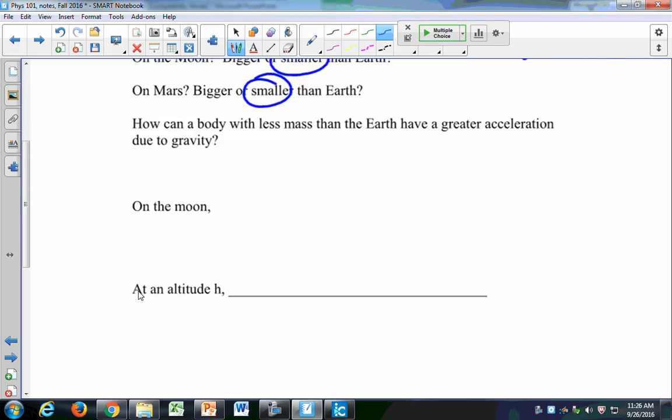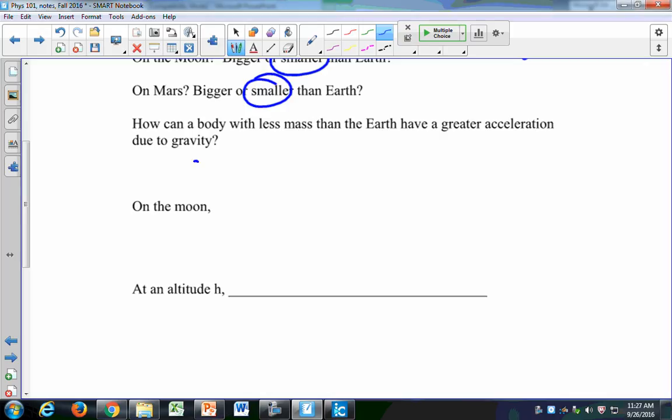How can a body then with less mass than the Earth have a greater acceleration due to gravity? If you had a body, say like Mars, how could you give it a bigger acceleration due to gravity? Or say you had a neutron star. We can't have a neutron star here, but something like that has a very large acceleration due to gravity but a small mass. How could you get that? You change the density, or you change the radius, if you make the radius a lot smaller.